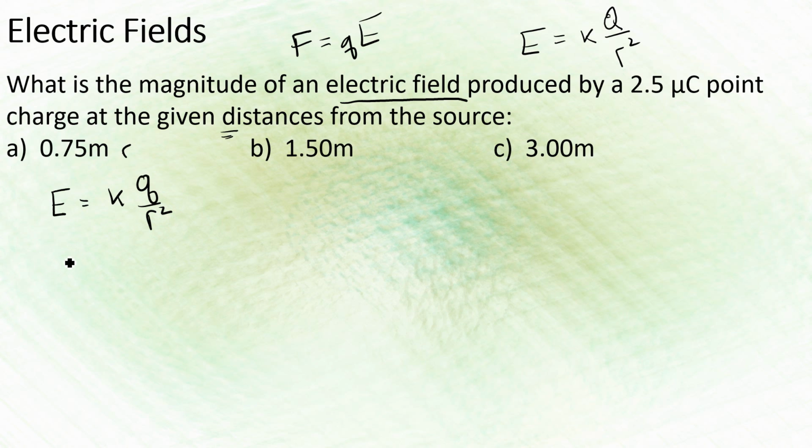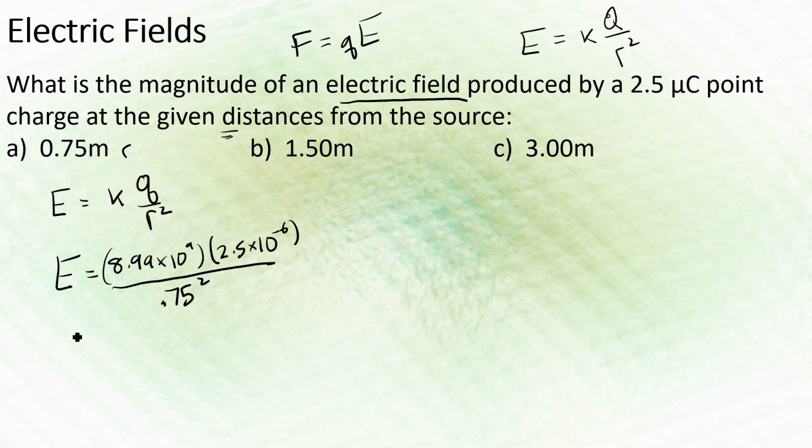So we want to know the field, and k is 8.99 times 10 to the ninth. Our Q is, for each of these, 2.5 times 10 to the negative 6, all divided by our distance, 0.75 squared. By the time we type that in, we're going to get 39956 newton per coulomb.